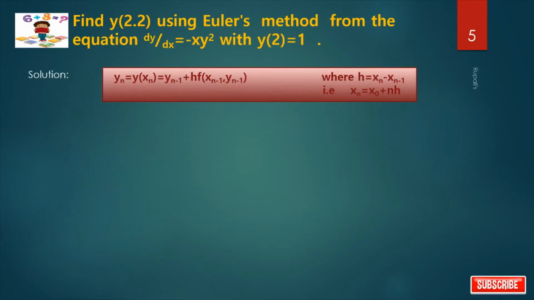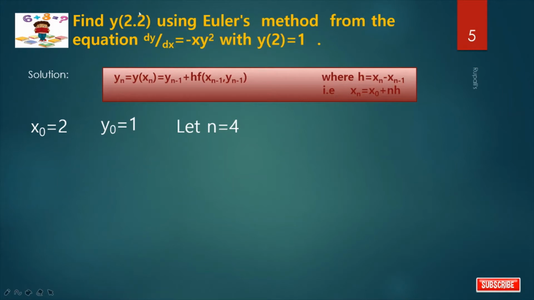Now, see the solution. Now, what is the value of x0? That is the initial value of x, it is given, it is 2. What is the value of y0? That is the initial value of y, it is given, it is 1. Now, y(2) value is given, I have to calculate the value of y(2.2). So, from 2 to 2.2, I am taking 4 small intervals, that is let n = 4. You can take any small intervals. You can take 8 also. But for these numericals, I am taking 4 small intervals.